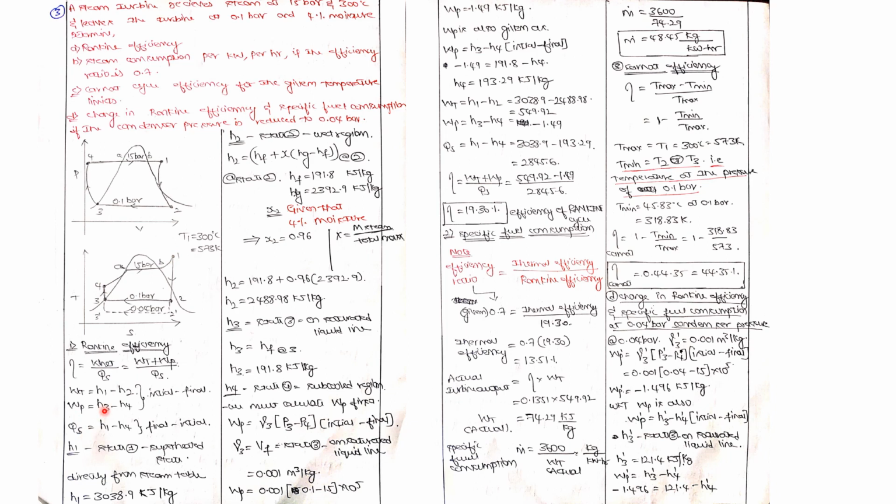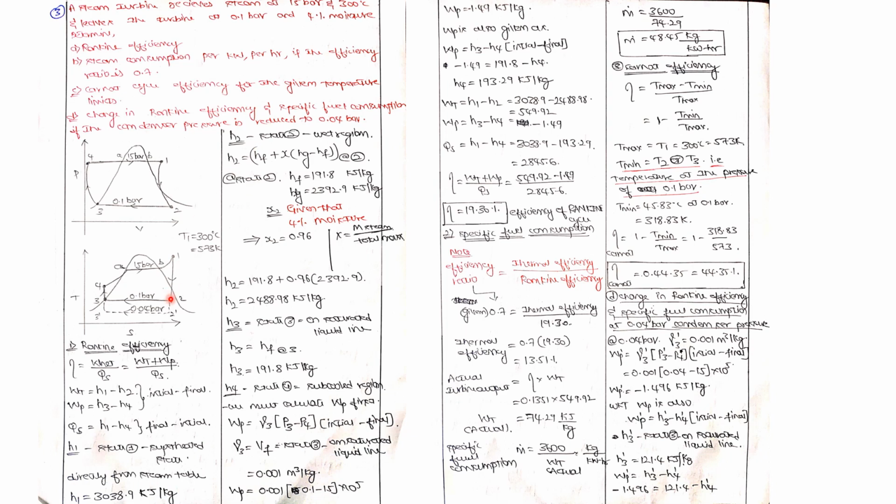We shall calculate them one by one. H1: for calculating H1, you have to look at where my state point is. My state 1 is in the superheated region. If it is in the superheated region, you can take the value directly from the superheated steam tables. So the value of H1 is 3038.9 kilojoules per kg, directly from the superheated steam tables. Next, H2. Where is my state 2? H2 is here, in the wet region.